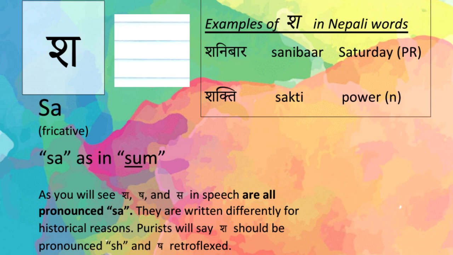So our next letter is sa, as in some, and as you're going to see, the next few letters sound exactly the same. They all sound like sa. The reason they're written differently is for historical reasons, and some purists will say that this version of sa should be pronounced sha, and another version we'll look at pronounced a different way, but when you hear most people read or speak, they'll pronounce all of these following letters the same way as sa, like our English S. Examples of sa in Nepali words are Sonibar, which means Saturday, and Sakti, which means power.